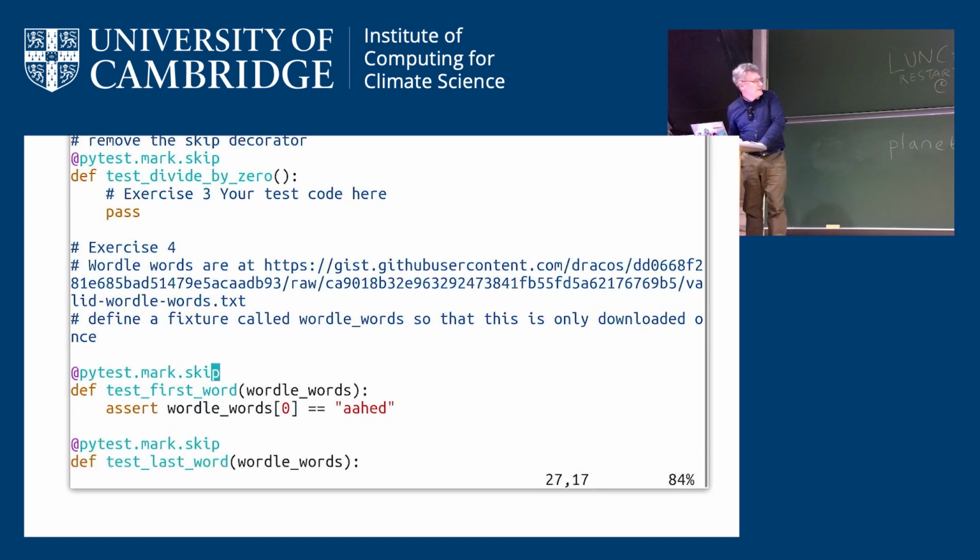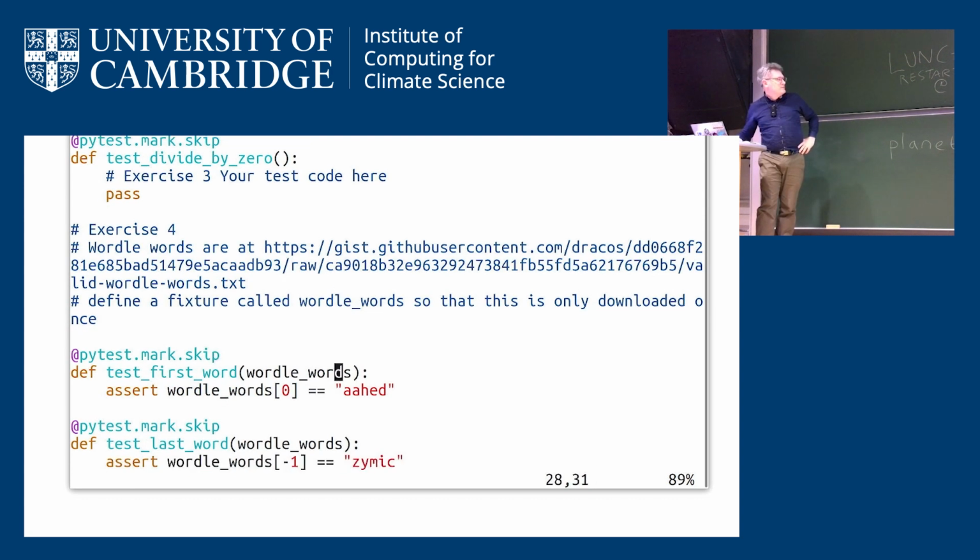In exercise 4, what we want to do is download this file here with all the possible words that can be used in the game of Wordle, and make a fixture called wordle_words. It doesn't have to be called that, but that's what I suggest you call it, because it does have to match down here. So this is the name of the fixture.